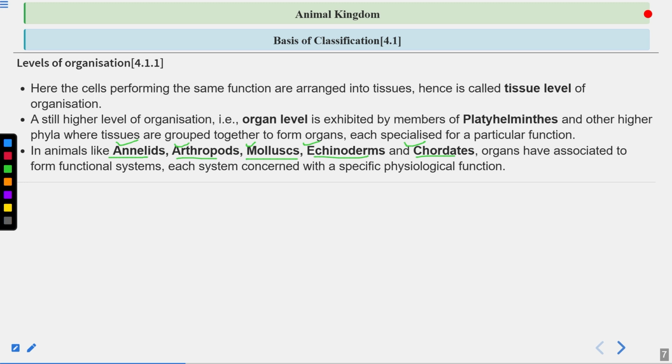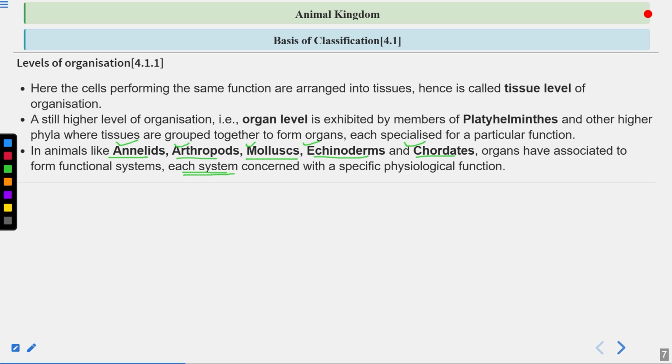So what special level of organization do these animals have? They have systems. Means digestive system, respiratory system, circulatory system, nervous system, reproductive system. It means they have system level of organization, right? So if we see from the lowest level, they have the cellular level of organization, then the tissue level of organization, then organ, and then organ system level of organization.